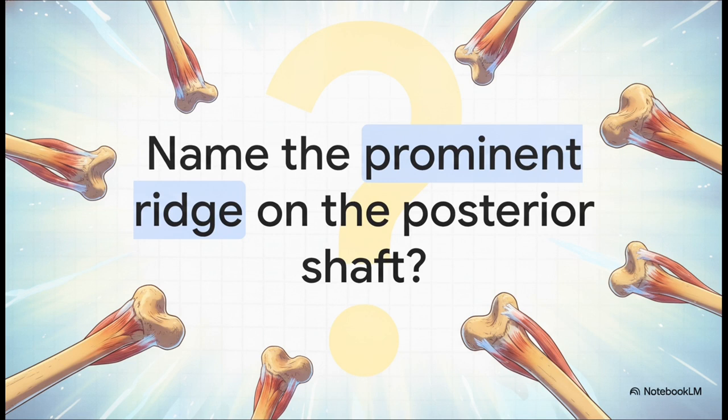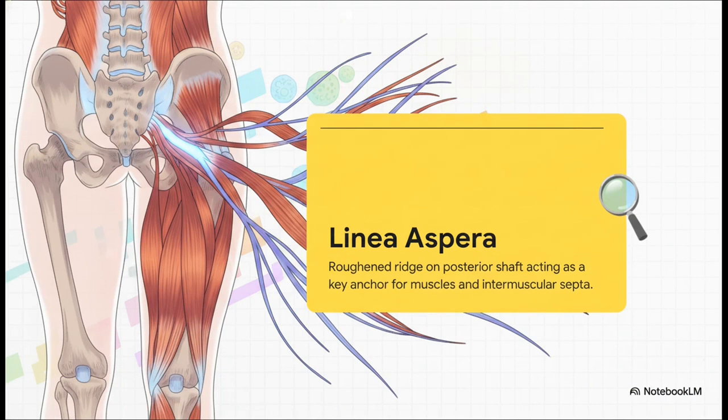It serves as a massive anchoring point for muscles. If you run your finger down the back of the femur, you really can't miss this roughened ridge. What's it called? It's the linea aspera. The crucial takeaway here is that the linea aspera isn't just some random bump. It is a fundamental biomechanical anchor for the whole lower limb.